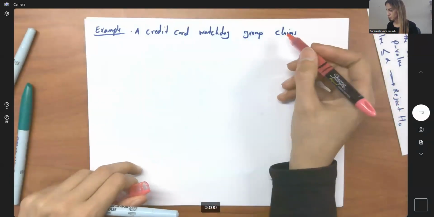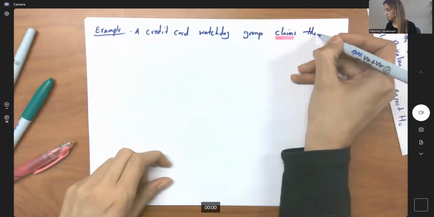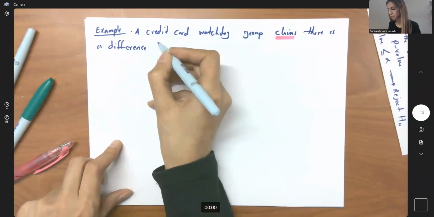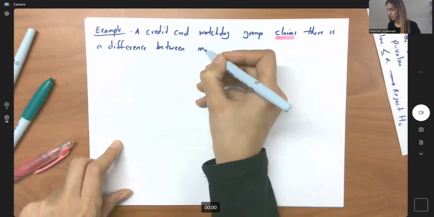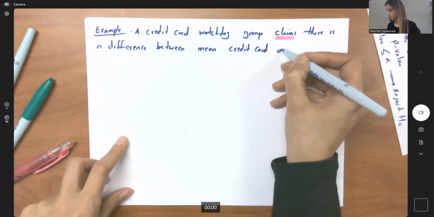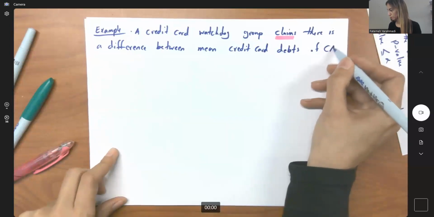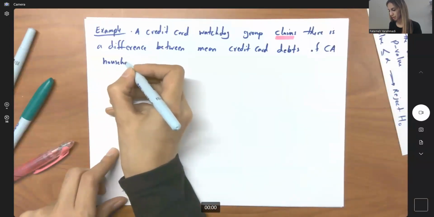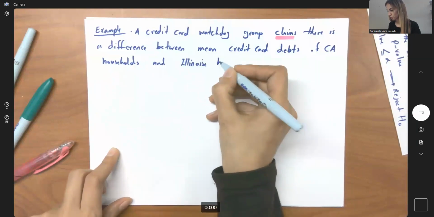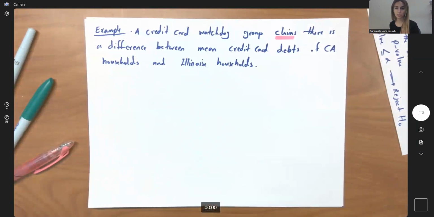Claim. They claim that there is a difference between the mean credit card debts of households in California and Illinois households. Very good. We are a statistician.